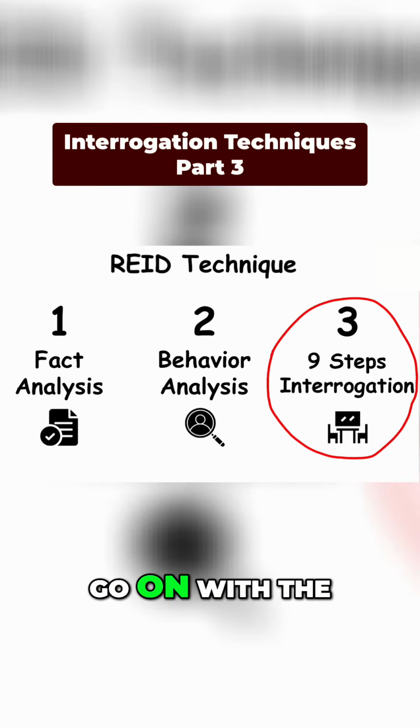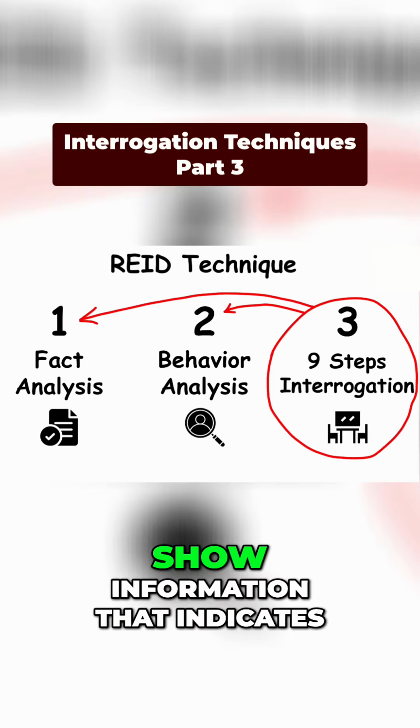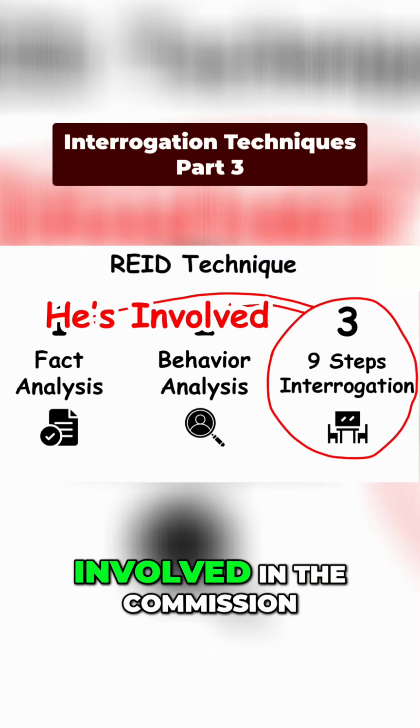It is appropriate to go on with the 9 steps only if the first 2 phases show information that indicates that the subject is involved in the commission of the crime.